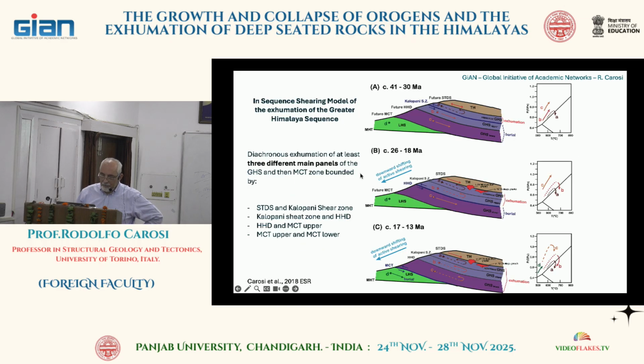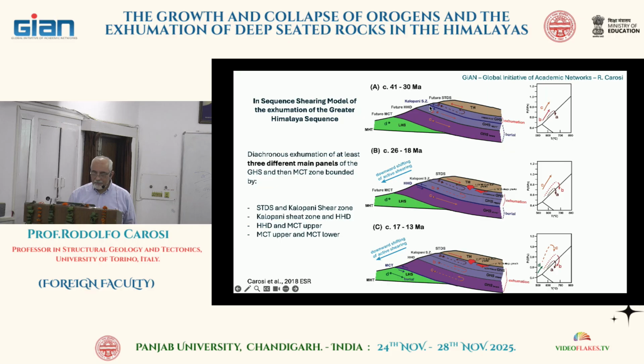So if we put also this shear zone in the sequence model, we can see that the Greater Himalayan sequence, comprised between the Tibetan rocks and lesser Himalayan rocks, is divided in three portions, three panels. The first one is comprised by the Kalopani shear zone and the future South Tibetan detachment, because at 41 million years the South Tibetan detachment was not yet active.